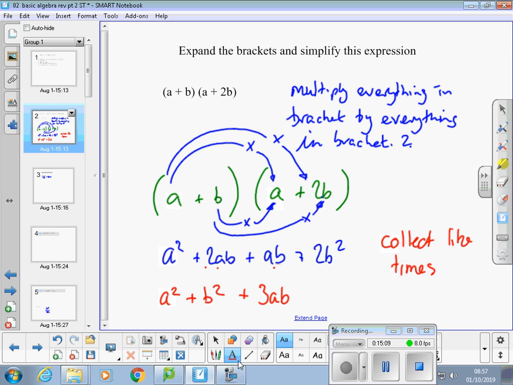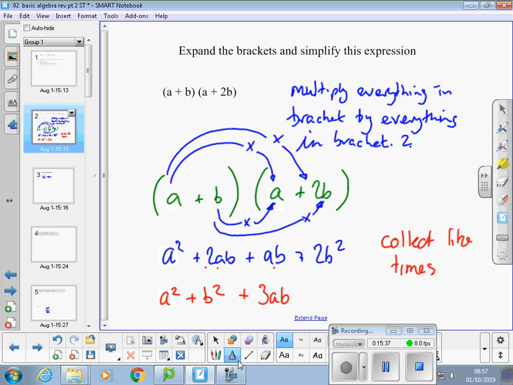But that's the process. Multiply everything in one bracket by everything in the other bracket, taking care with negative signs. Because a common way to make a mistake is to not get the signs of the numbers right. Okay. So that's multiplying out brackets. Any questions, guys?